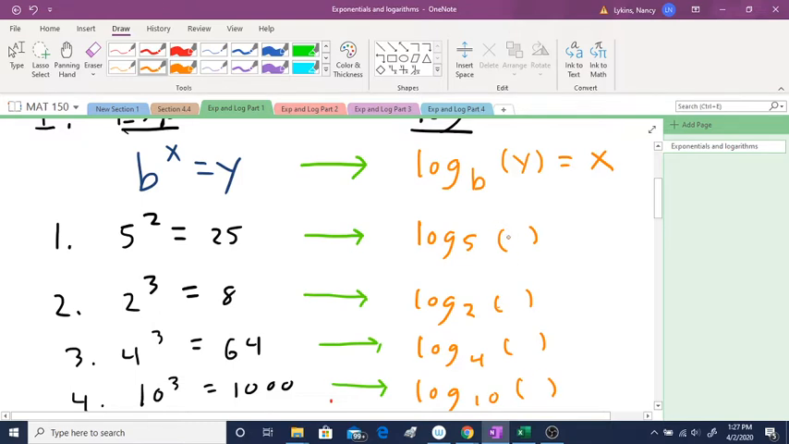Now, what I'm going to do with the y values are all of my answers. So my first one is 25. Then it goes to 8, 64, and finally 1,000. Then we set every one of these equal to our exponent. So our exponent is 2 for the first one, 3 for the rest of them.